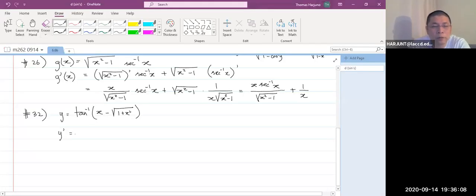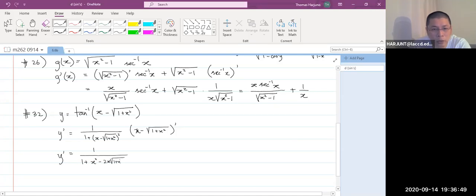Okay. The derivative of tangent inverse of blah is 1 over 1 plus blah squared times the derivative of blah. Then I need to simplify it. So y prime equals 1 over 1 plus x squared minus 2x square root of 1 plus x squared plus 1 plus x squared, times 1 minus x over square root of 1 plus x squared. Is that right?